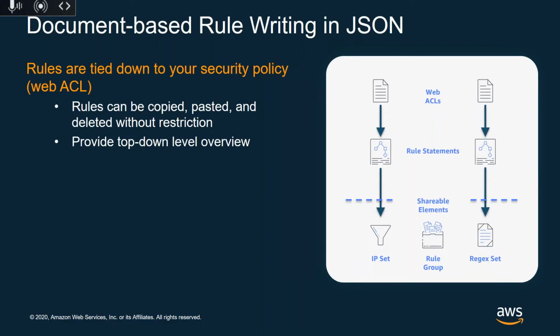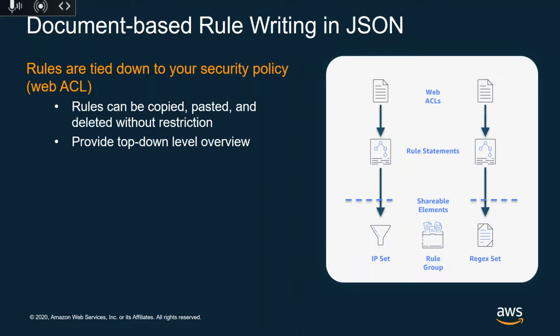We also want to review, if you're going to write custom rules, some of the recent changes that have been made to the WAF API. And we'll start by talking about the document-based rule writing that you can do in JSON. In this case, rules are tied down to your specific security policy, or in this case, a web ACL. These rules can be copied, pasted, or deleted without restriction, and they provide a top-down level overview.